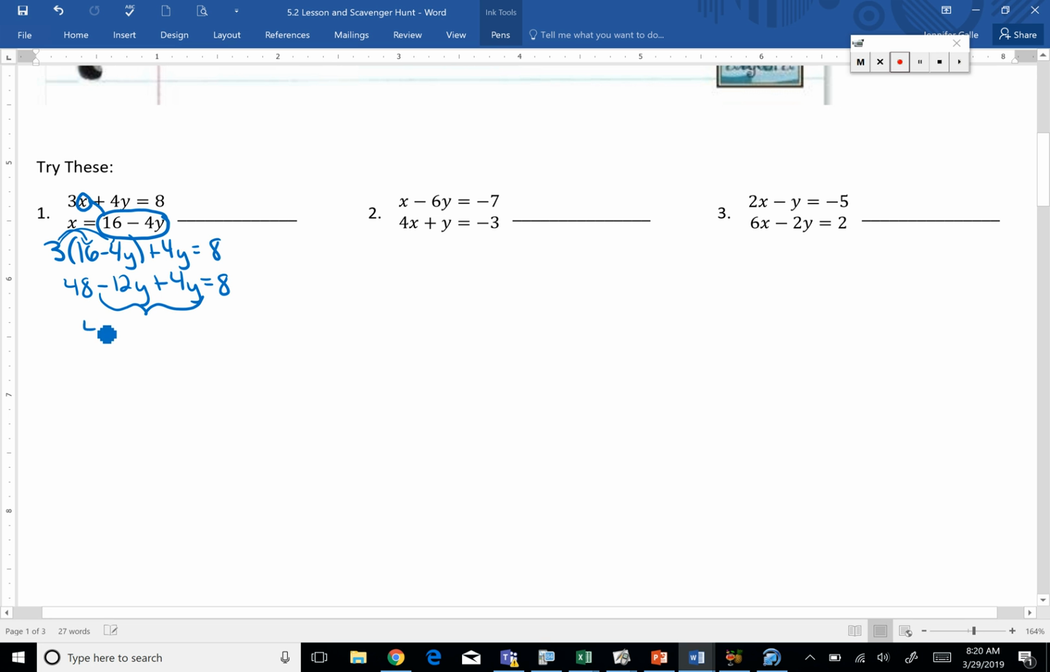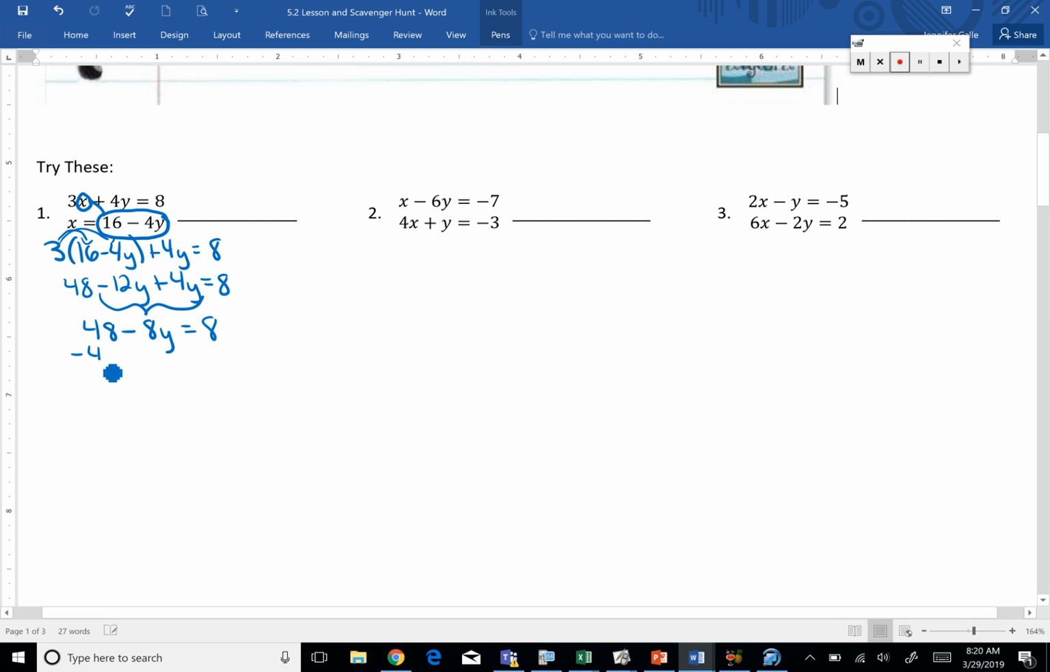So the 48 is going to stay. This is negative 12 plus 4. I don't do any sign changes unless I want to move something to the complete other side of the equation. That's when I want to do that opposite piece.